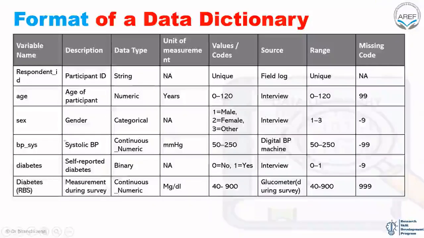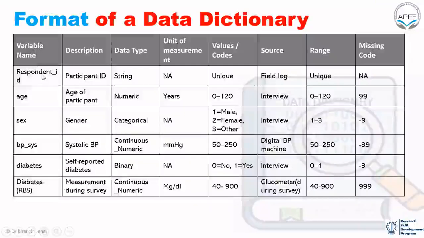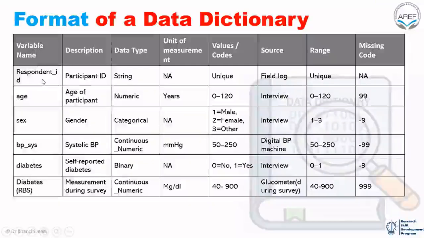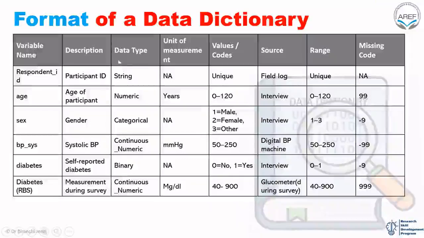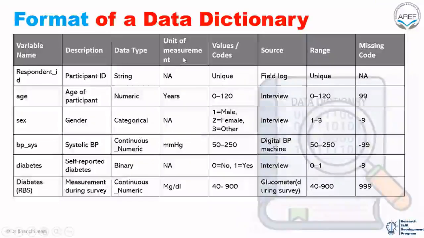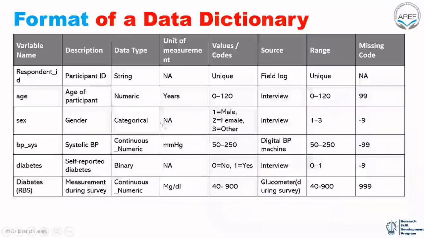Just write the variable name and their description. Description means how you define that particular variable for the purpose of the research you are carrying out. Then data type, which we have discussed, and units of measurement, which we have also discussed. Wherever it is not directly linked, you can put not applicable.